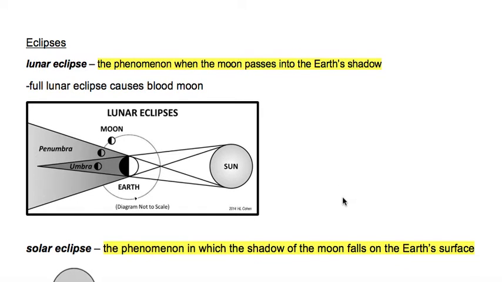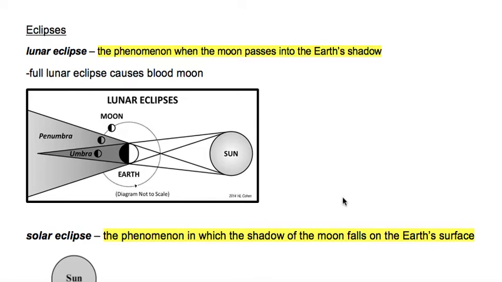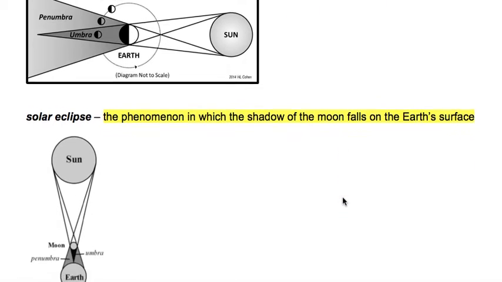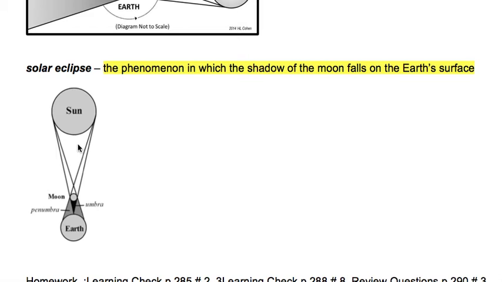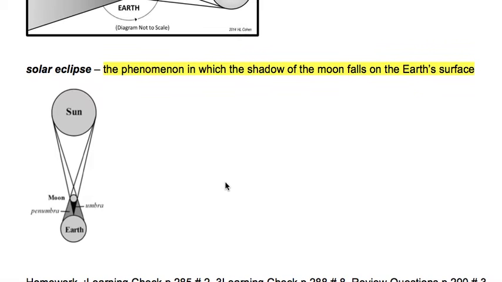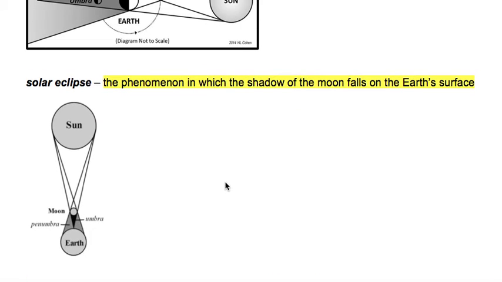A solar eclipse is a phenomenon in which the shadow of the moon falls on the Earth's surface. So in this case, we have the moon in between us and the Sun, which can determine if it's going to be a full or partial eclipse. So maybe you can look up to see when the next solar eclipse will be and when the next lunar eclipse will be. That's all for now.